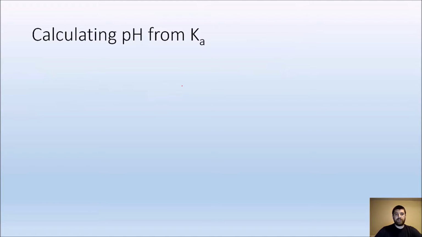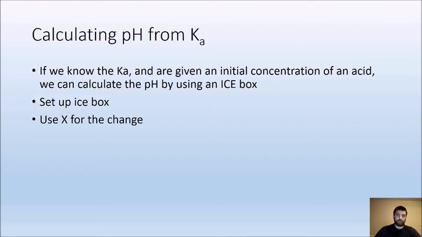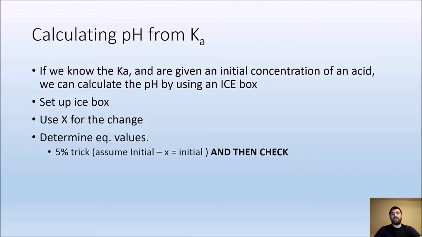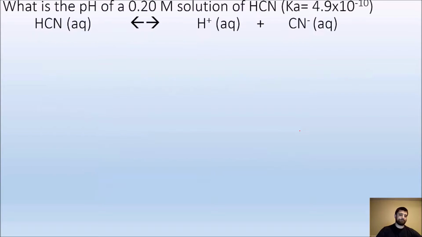All right, calculating pH from Ka. So given Ka, what's the pH? If we know the Ka and we're given the initial concentration of an acid, we can calculate the pH by using an ICE box. So first step, set up an ICE box. Then use X for the change. We don't know what it is, we're going to figure it out. And then determine the equilibrium values. There's a 5% trick that we're going to talk about. You can assume that the initial minus your X is still equal to initial, like it did in the previous problem. But we have to remember to check that that assumption was a safe one to make. So we've got to make sure that it was okay. Then we solve for X, and you may need to use a quadratic equation for that.